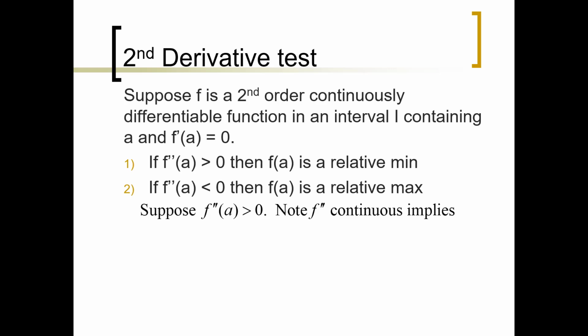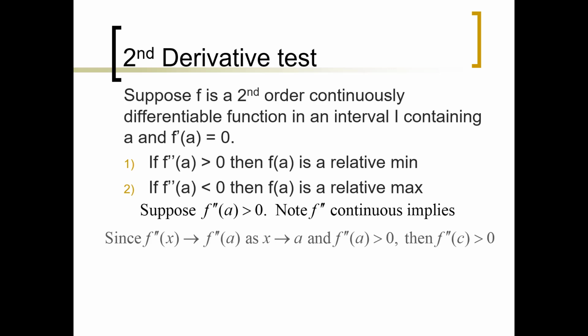If the second derivative at a is negative, then f of a is a relative max. I'll just prove one of them. Suppose that the second derivative at a is positive. Notice that since the second derivative is continuous, that implies that the second derivative at x will approach the second derivative at a as x approaches a. Also, remember, I'm assuming that the second derivative of f at a is positive.